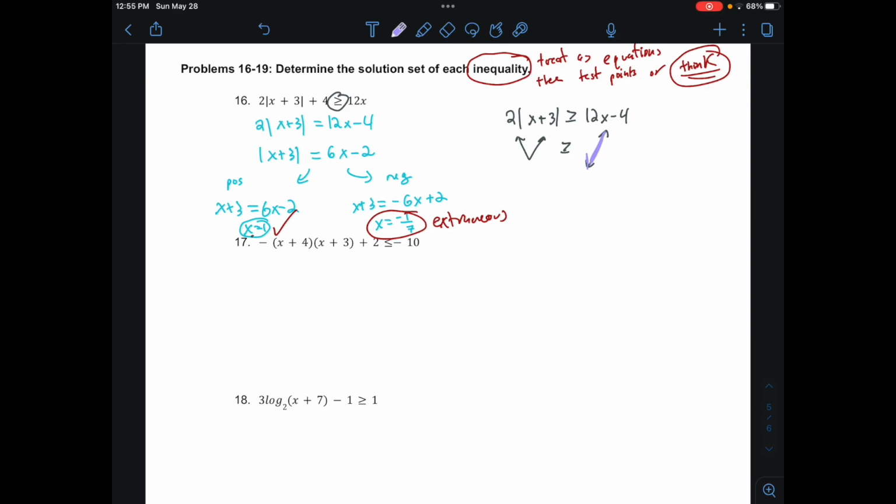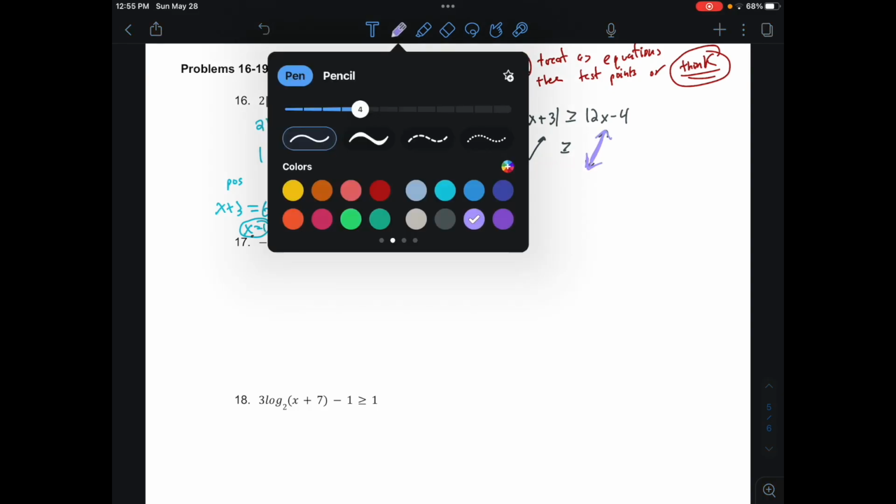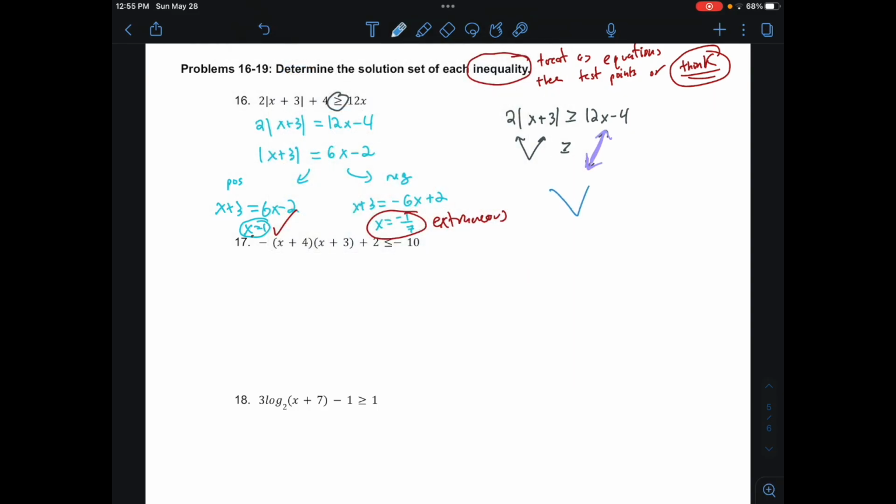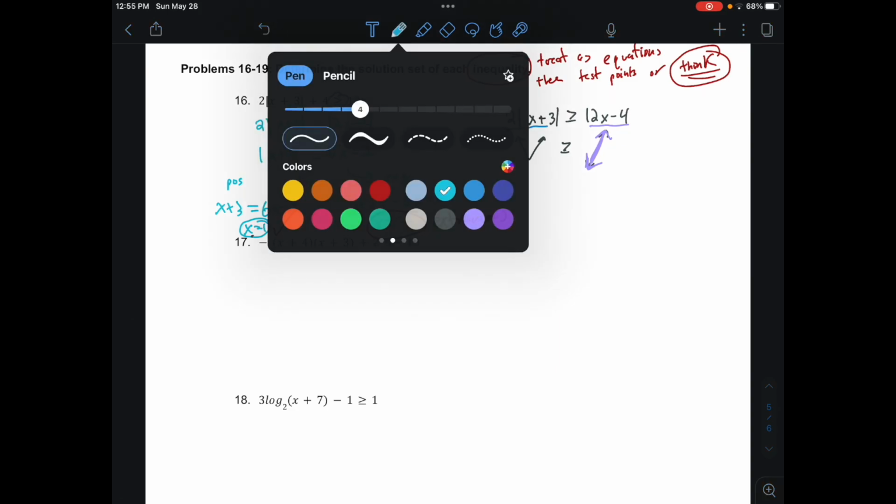So if I overlay this, here's my absolute value v representing this. Here's my linear line representing this. And it intersects at this point, x equals 1. Okay, x equals 1. And that is actually going to be, I don't know, maybe right here. It's going to be hard to draw.